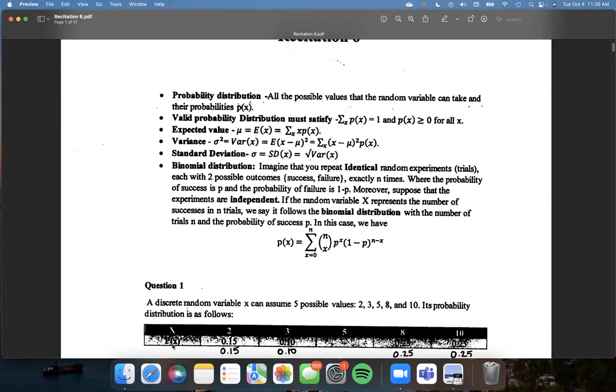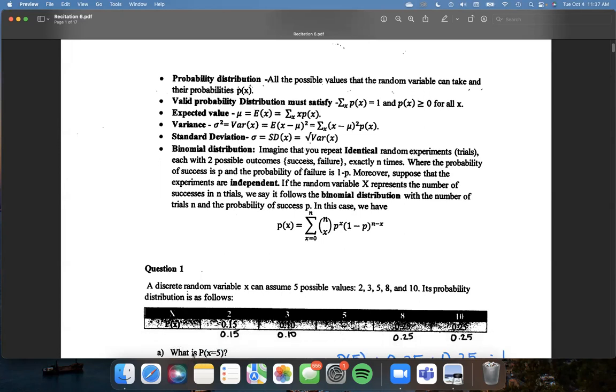The probability of X equal 2 would be 0.15. The probability of X being 3 would be 0.10. The probability of X being 5, we don't know, we're not given that. The probability of X equal 8 would be 0.25, and the probability of X being 10 is 0.25. So this is all given to us, and we want to know what is the probability that X equals 5. So we want to find this unknown probability.